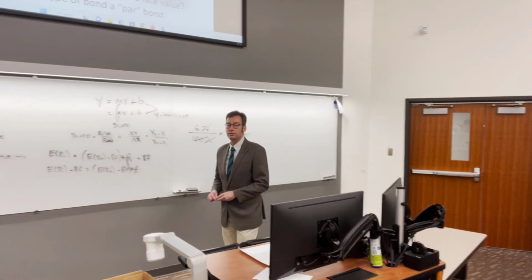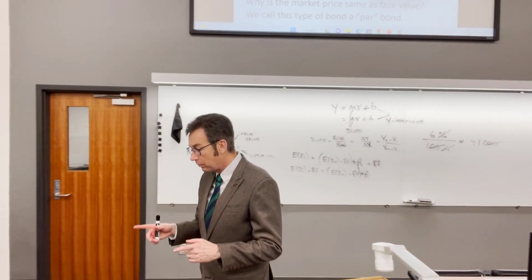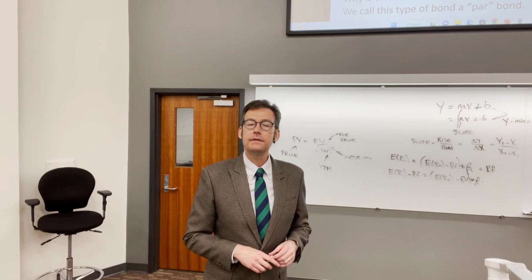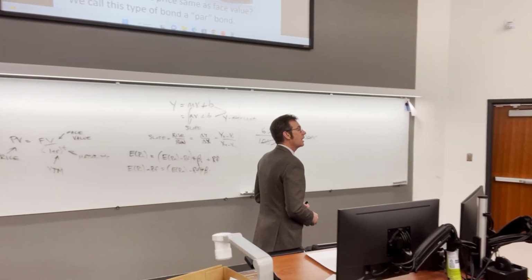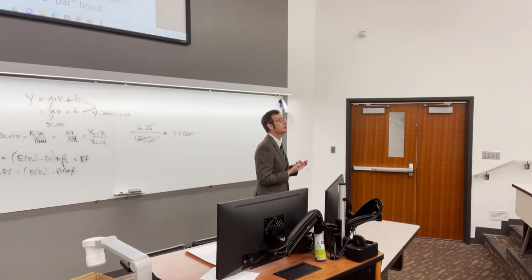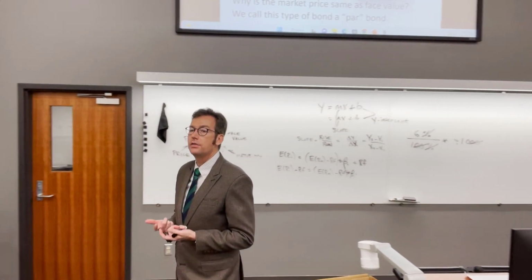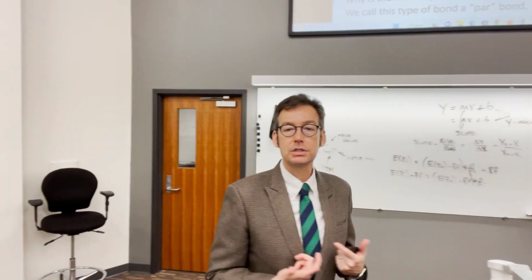The second thing I want you to notice is that this thing is selling exactly for its par value or face value. Do you think that always happens? No. In fact, it's a weird coincidence that hardly ever happens. The reason it's happening is because the coupon rate is exactly the same as the yield to maturity. If the coupon rate is exactly the same as the yield to maturity, then we will have a bond that sells for its par or face value. In fact, we call this kind of bond a par bond. A bond that sells for its par or face value is called a par bond.